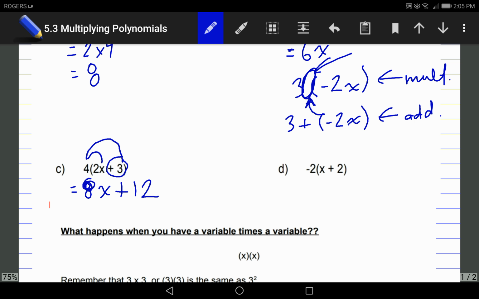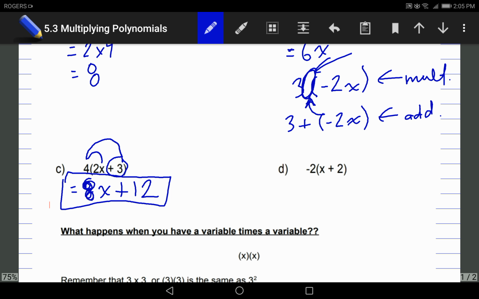Now, always check if you can collect like terms after. Can you collect any like terms here? No. This is a number 12, and then you have 8x, which has an x in it. They are not like terms. You cannot go any further.